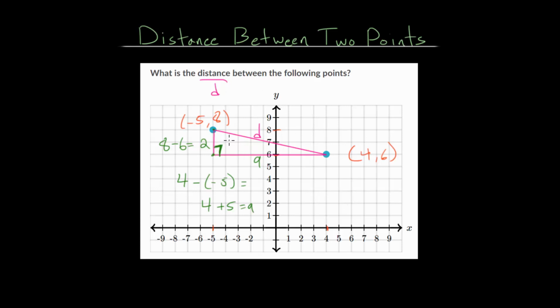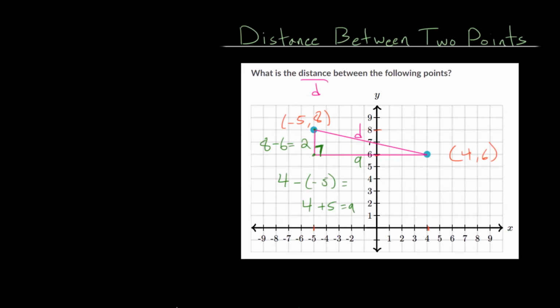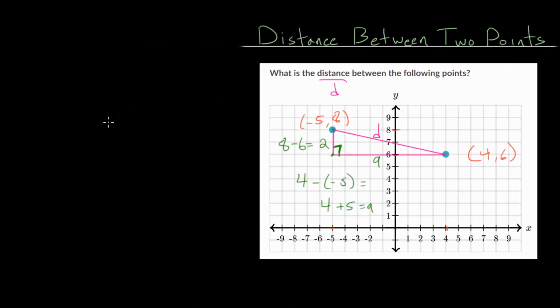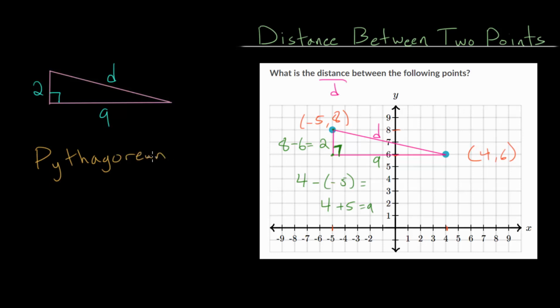So we have this right triangle. Let me redraw this right triangle so that we can focus on it outside of the coordinate plane. So with this redrawn right triangle, we can focus on it a little bit better. And again, this is a right triangle. It has a 90-degree angle here. And because of that, we can use what's known as the Pythagorean Theorem, which, like I mentioned, just relates the sides in a right triangle.